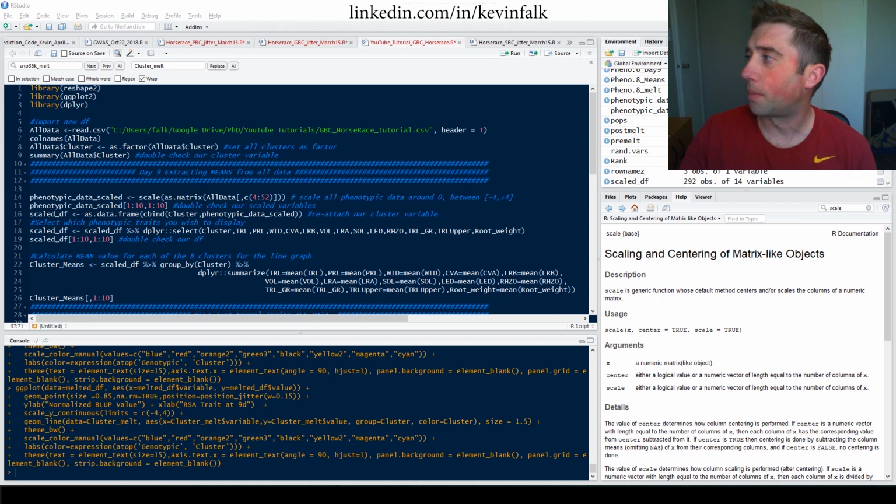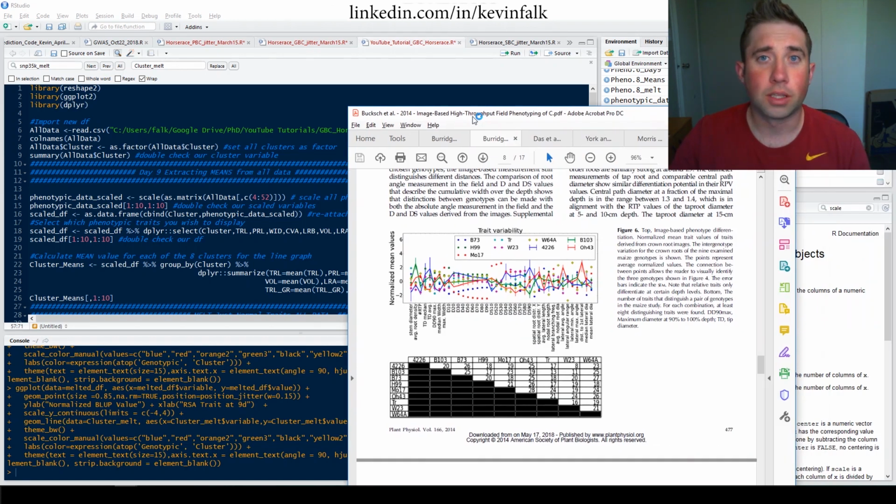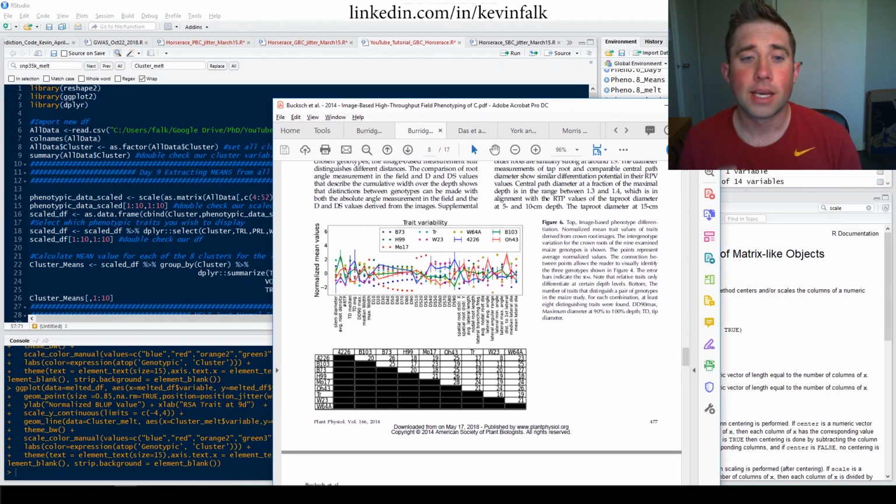So I was reading a paper by Jonathan Lynch's lab at Penn State, one of their papers from 2014 by Alexander Bucksch and Jimmy Burridge and Larry York and the gang there. They produced this particular graph here, looking at different root traits along the x-axis, normalized mean values on the y-axis. So they were able to produce one particular figure with a bunch of different variables.